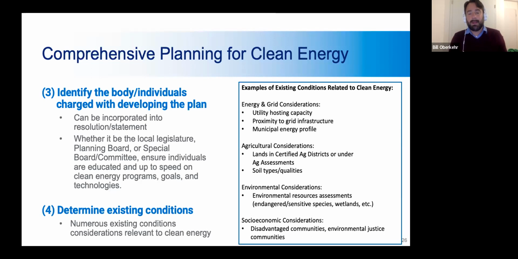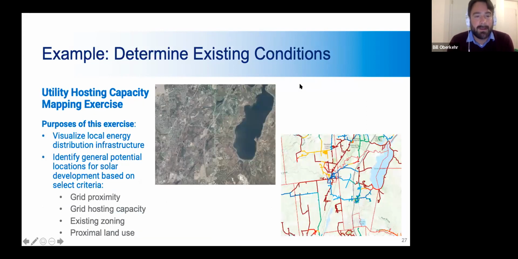And then finally, socioeconomic considerations. Do we want clean energy development to benefit what's called in the CLCPA disadvantaged communities or environmental justice communities? It's state law in the Climate Act that at least 35% of benefits from clean energy should flow to disadvantaged communities, with a goal of 40%. So that's one thing, if you want to harmonize your comprehensive plan with the Climate Act in the state, that would be an important consideration to include in your planning process.